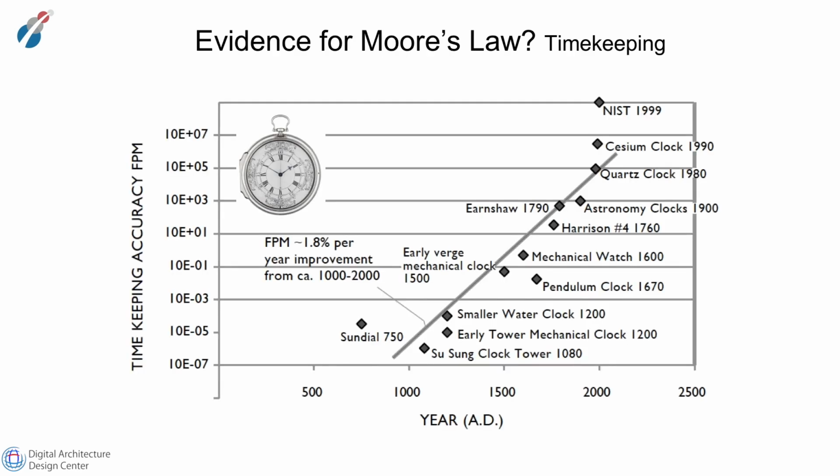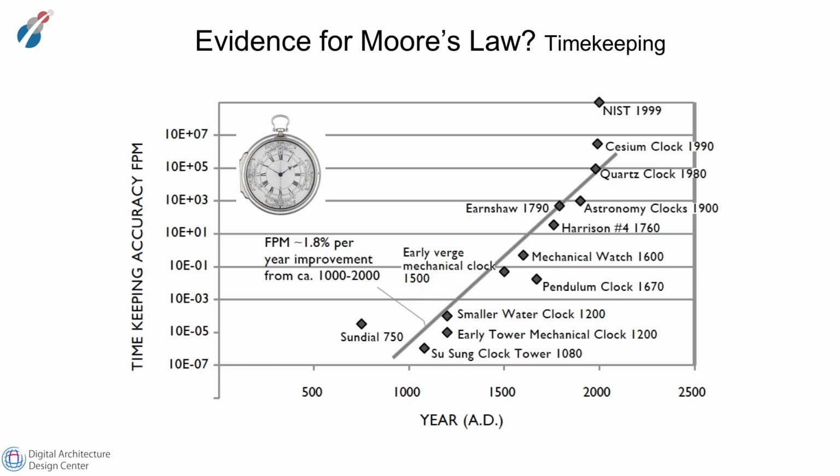Here's one of my favorite examples, which is Moore's law applied to timekeeping. I've mentioned timekeeping several times, and I know this is a passion for accuracy and precision that Japan shares as well. What this shows you is different clocks or timekeeping mechanisms over a period of about 1,000 years.